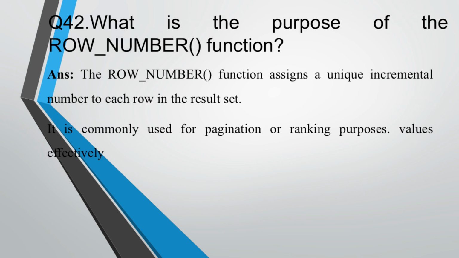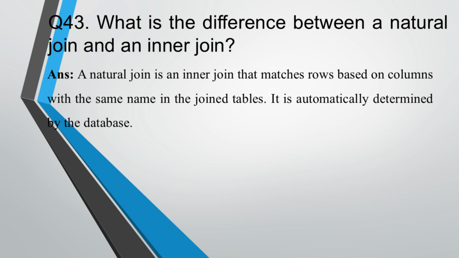What is the purpose of the row_number function? The row_number function assigns a unique incremental number to each row in the results set. It is commonly used for pagination or ranking purposes. What is the difference between a natural join and an inner join? A natural join is an inner join that matches rows based on columns with the same name in the joined tables. It is automatically determined by the database.